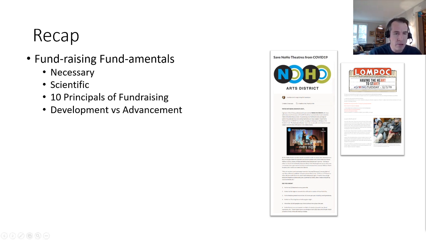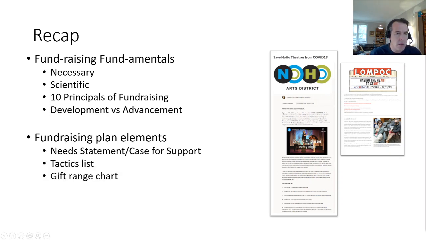We also talked about the 10 principles of fundraising, which is kind of the Bible, I guess, and the difference between development and advancement. Development is developing relationships, especially finding out what donors want from the company. Do they want visibility? Do they want tax shelters? Do they want networking opportunities? And then providing that. Advancement is enhancing the donor understanding of what the company does. Of course, the goal there is further support, but it's about educating them about how the company works.